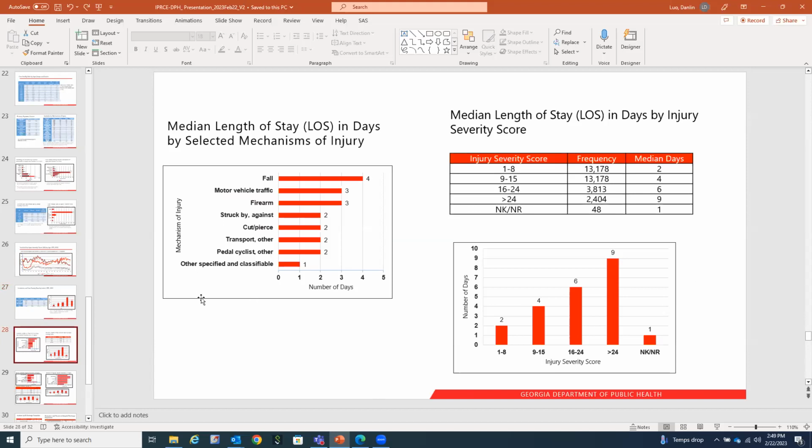Here, the left table shows the median length of stay in days by selected mechanism of injury. If you look at the top, that is fall injury. The median length of stay in hospital is 4 days. The right side shows that the more severe the injury, the longer the patient stays in hospital.